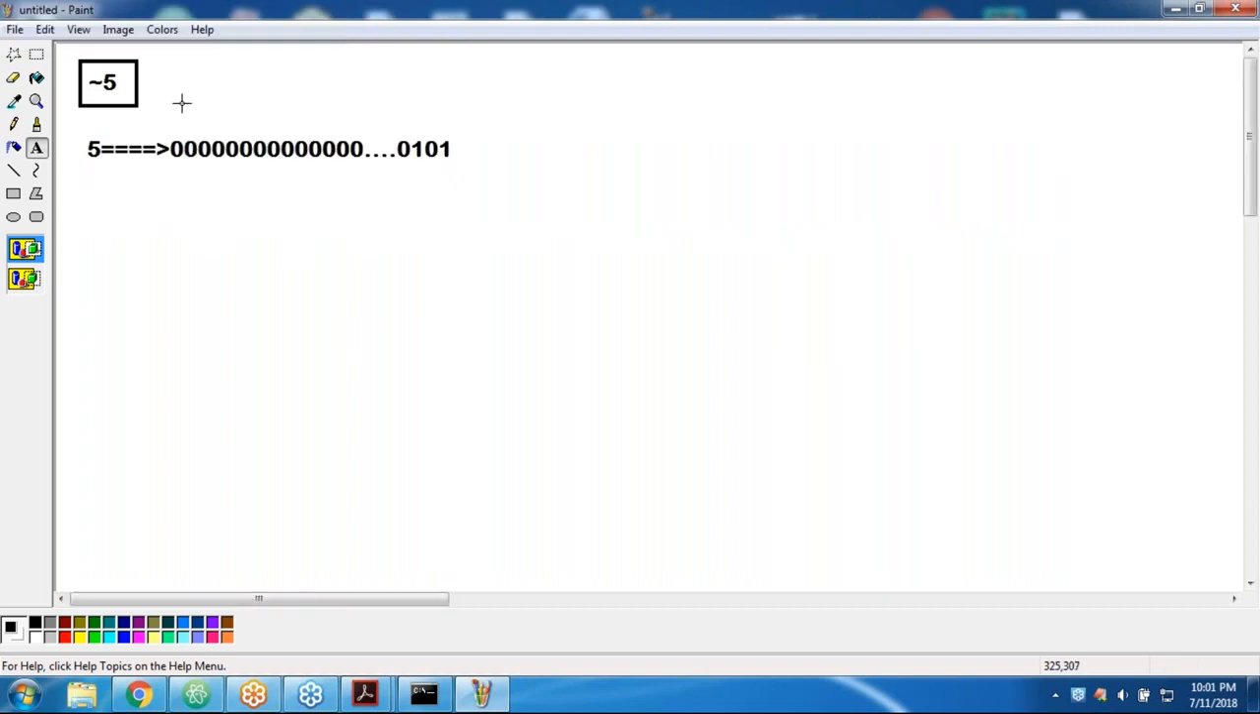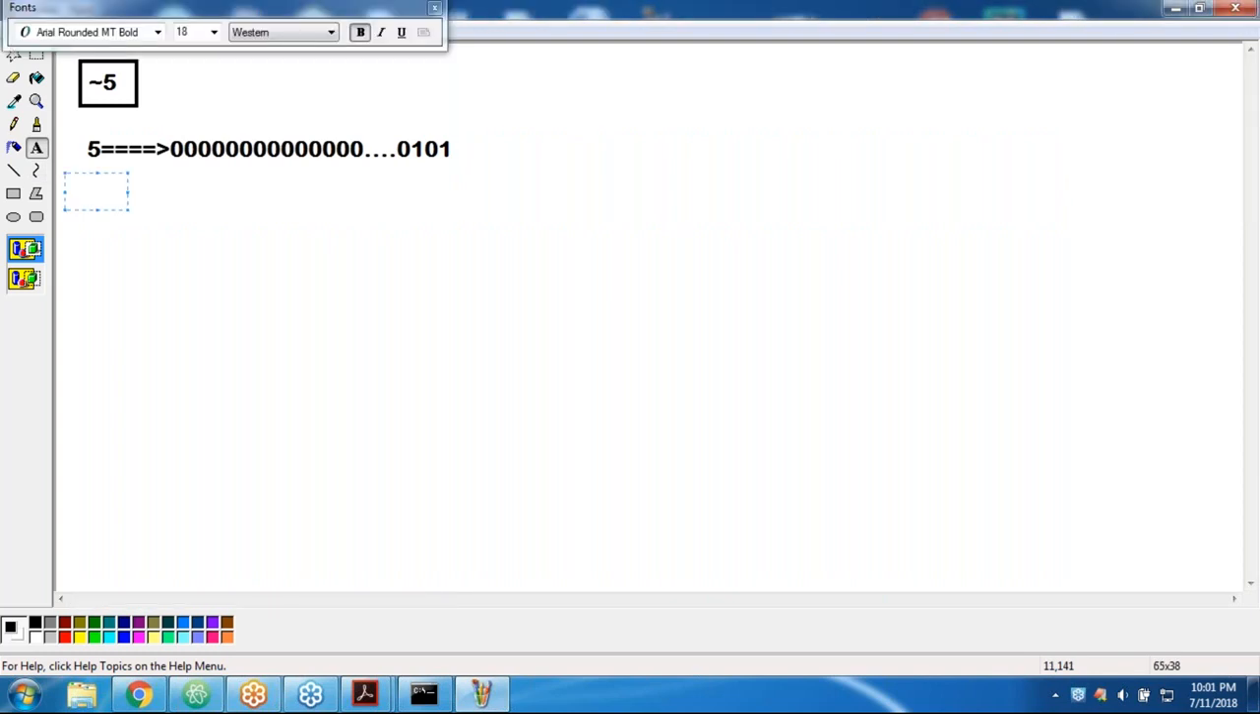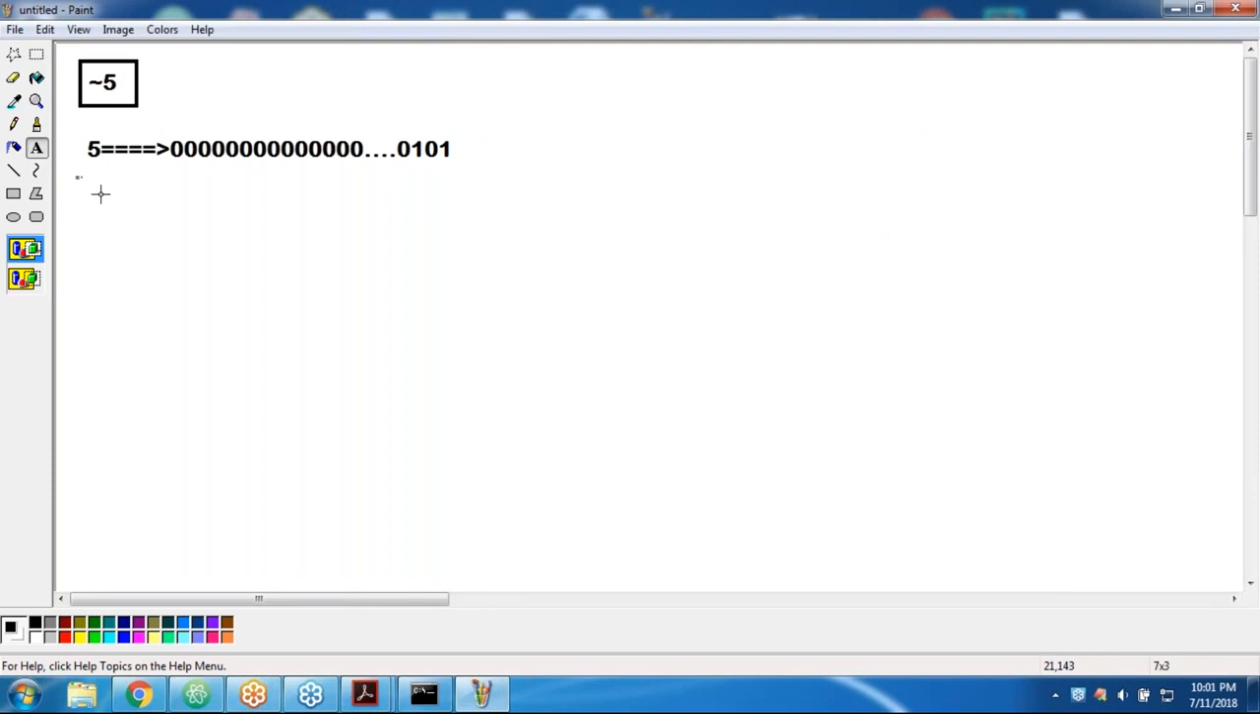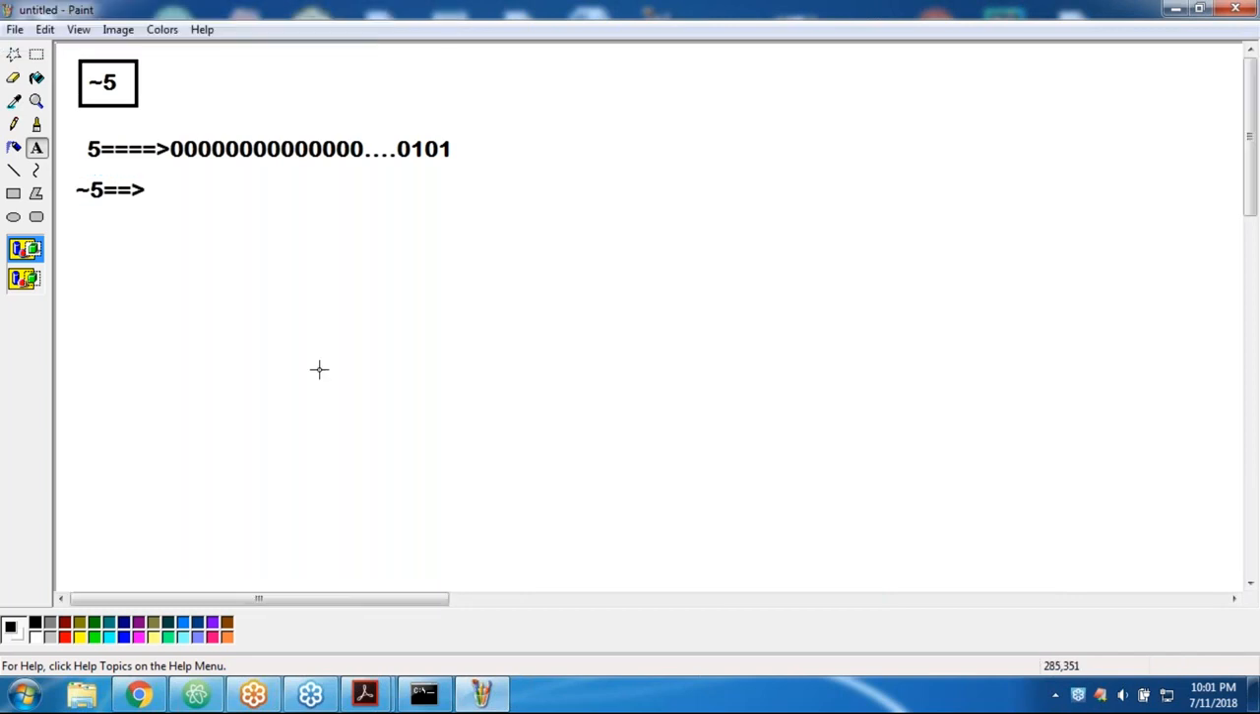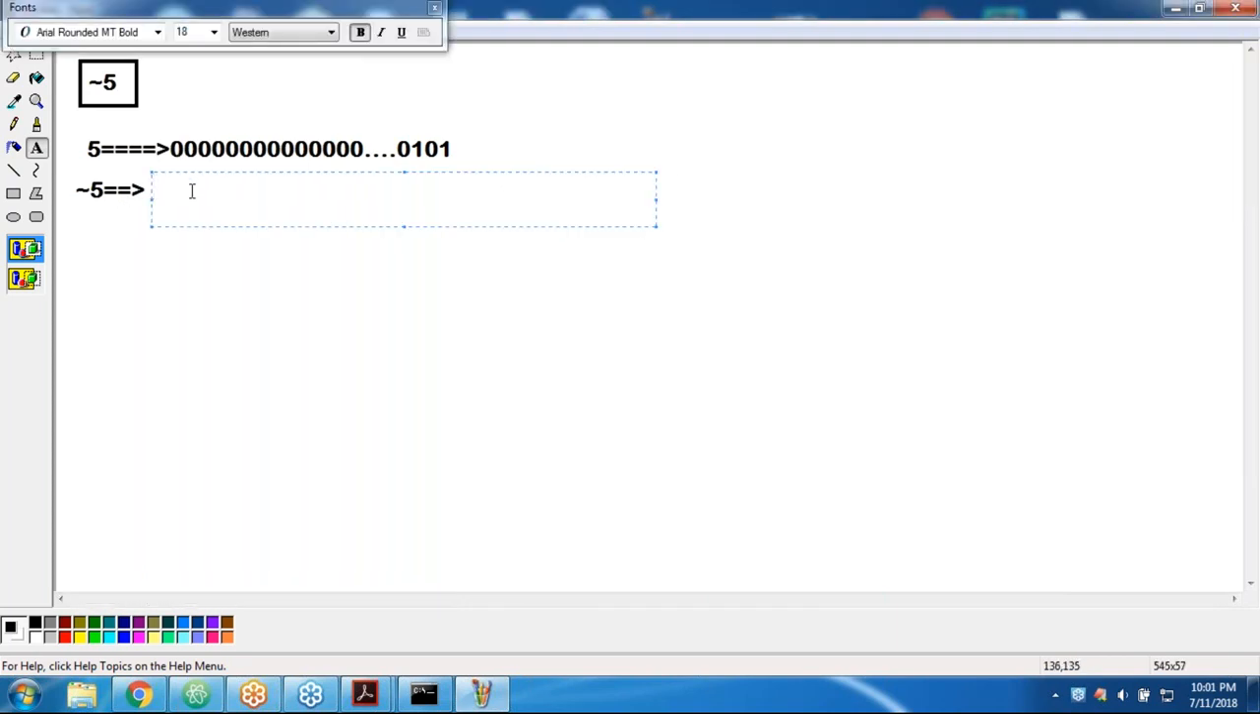Clear. Now I want to find the bitwise complement of 5, sir. So bitwise complement of 5 means you have to apply the complement operator for 32 bits, not for 3 bits or 4 bits. Remember this one, sir. How you can apply complement for 32 bits? Zeros will be replaced with 1, ones are replaced with 0.